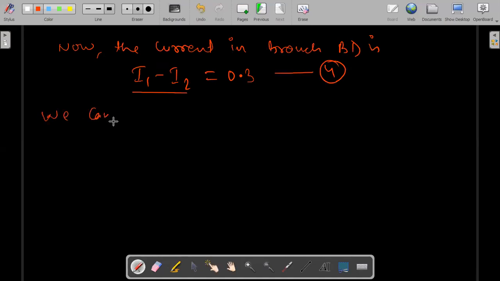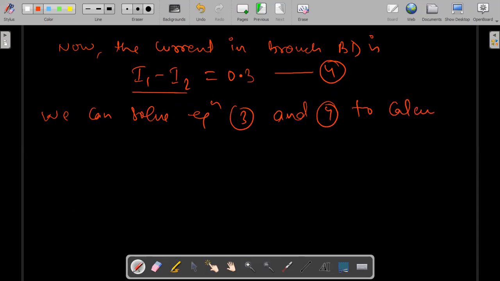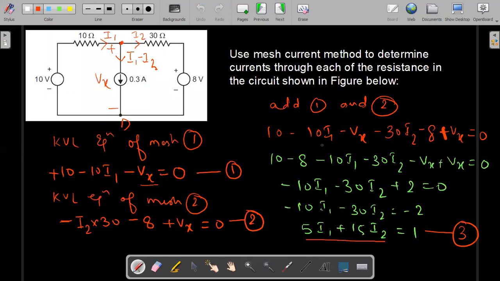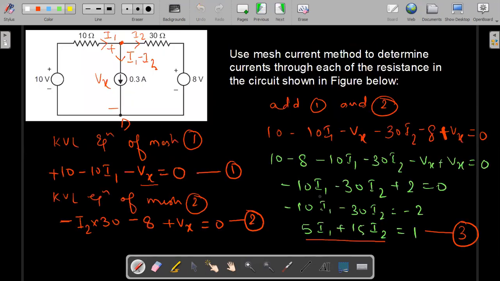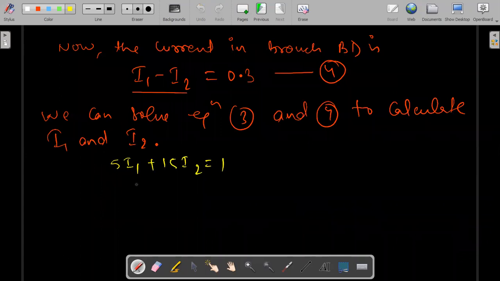So we'll solve equations 3 and 4 to calculate I1 and I2, right? So what is equation number 3? Equation number 3 is 5I1 plus 15I2 is equal to 1. So let's write it. 5I1 plus 15I2 is equal to 1. So let us see this equation once again. It is divided by 2 here. So we have 5I1 plus 15I2 is equal to 1. Yes, correct. And we have I1 minus I2 is equal to 0.3.